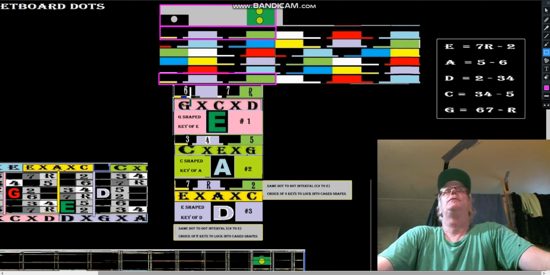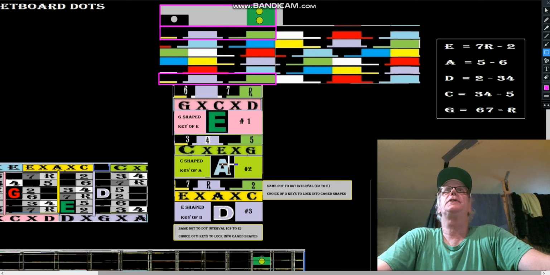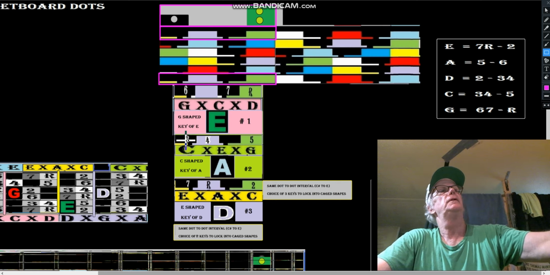Let's play one of them. 6, 7, root. Okay, so the 6. So if root is E, then the 6 is going to be C sharp. Okay, let's look at it as in the key of A. If the E, the octave, is the fifth, okay, then the C sharp is going to be what? C sharp is going to be the third of A.